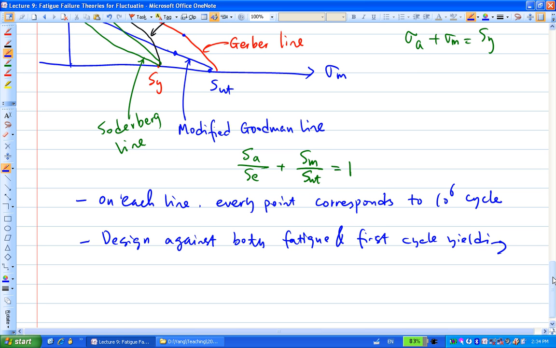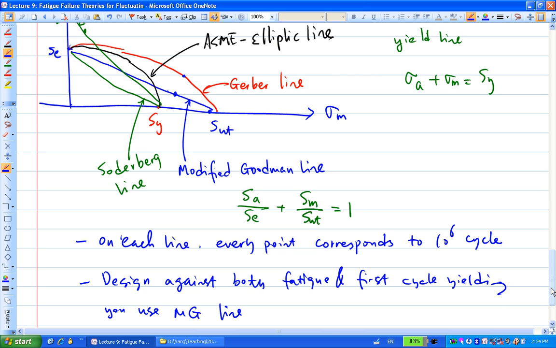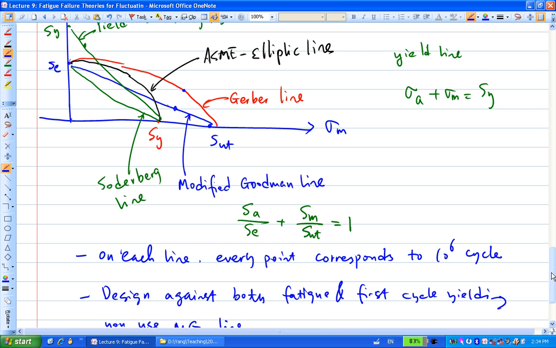And you're using this modified Goodman line, this MG line here. So you design against both the fatigue and the first cycle yielding using the MG line here. Then what will be the region to satisfy this requirement? By looking at those graphs right here, what will be the region that satisfies the requirement?